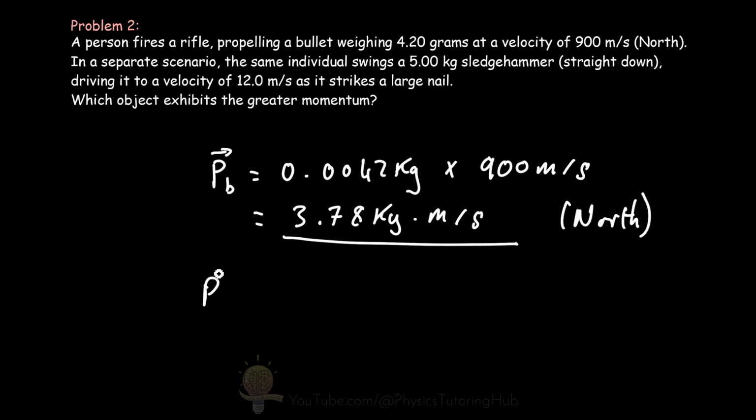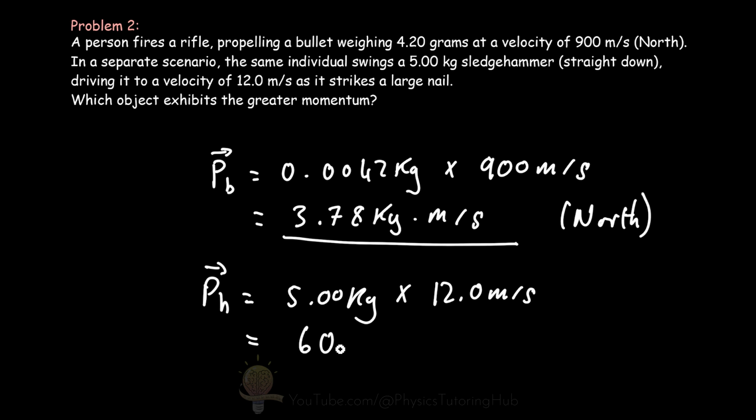Well, the momentum of the sledgehammer is equal to its mass, 5.00 kilograms, multiplied by the speed as it strikes the nail, 12.0 meters per second. We get a value of 60.0 kilograms meter per second. So even though the sledgehammer is moving far slower than the bullet, because the sledgehammer has a larger mass, its momentum is far larger than the bullet.